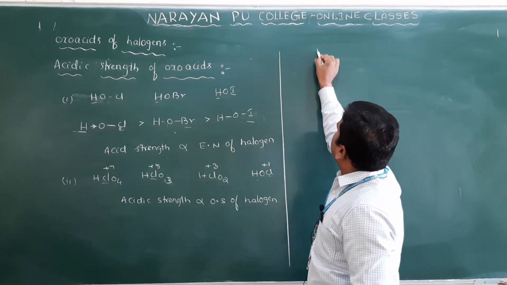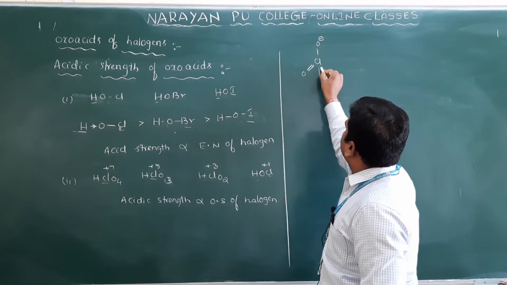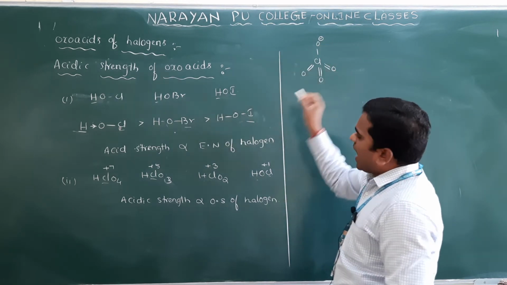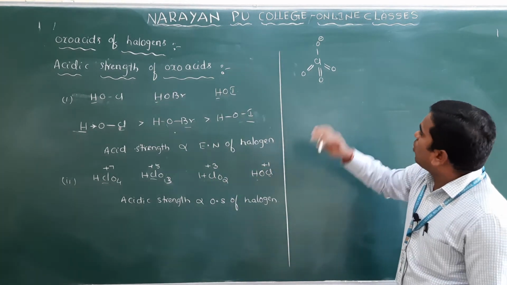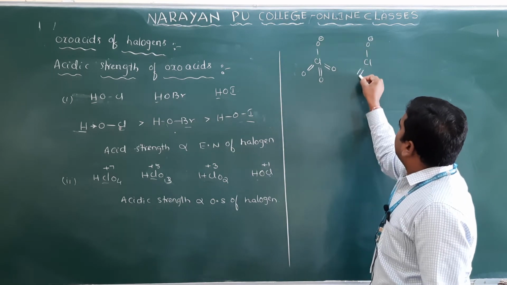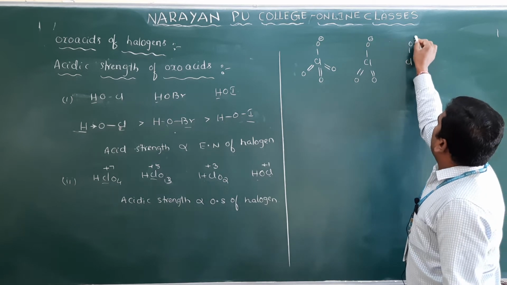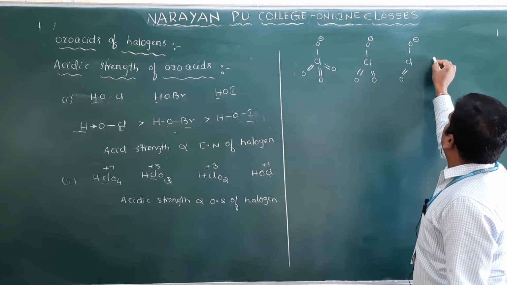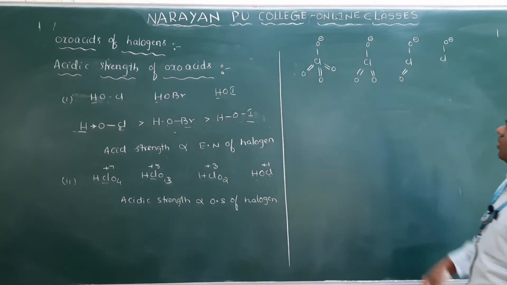What is the structure here? The OH is there; I will remove the H, and this is the anion. For perchloric acid, this is the anion. For chloric acid, what is the anion? ClO minus, with a double bond O and another double bond O. The next one is O minus with only one double bond O. And the next one is O minus, and there is no double bond.